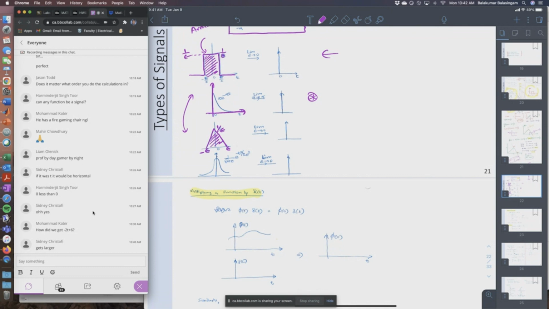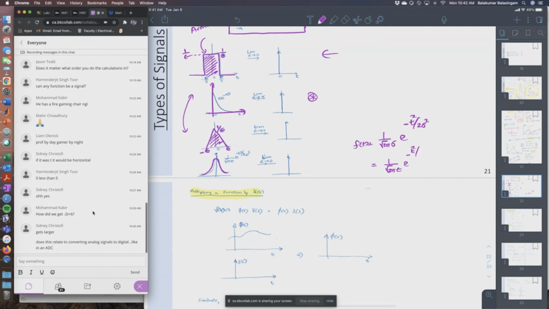And the other one is the Gaussian function. The standard Gaussian function f(t) is written as 1 over square root of 2 pi sigma, e to the minus t squared over 2 sigma squared. Instead of sigma, we are going to use epsilon. So I'm going to rewrite it as 1 over square root of 2 pi epsilon, e to the power minus t squared over 2 epsilon squared.